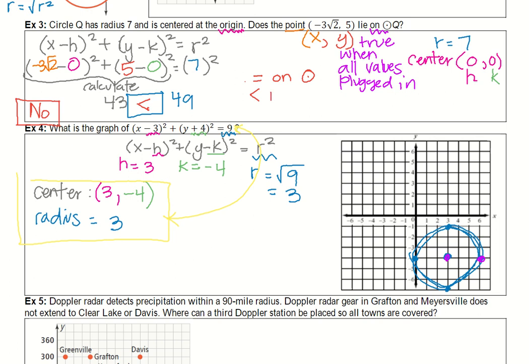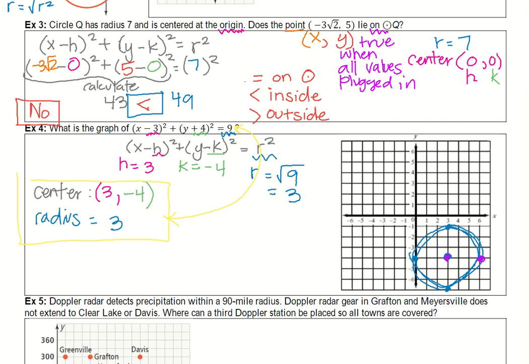So if I get a smaller number, it's actually going to be inside the circle. We might have some things that ask us this. And then if I had a bigger number on the left, then it's going to be outside the circle. Okay, so I can think about this number on the left as the radius of the circle that the point negative 3 radical 2, 5 is on. That would be the square root of 43, which is smaller than the square root of 49. So it's going to be a smaller circle that one is related to.